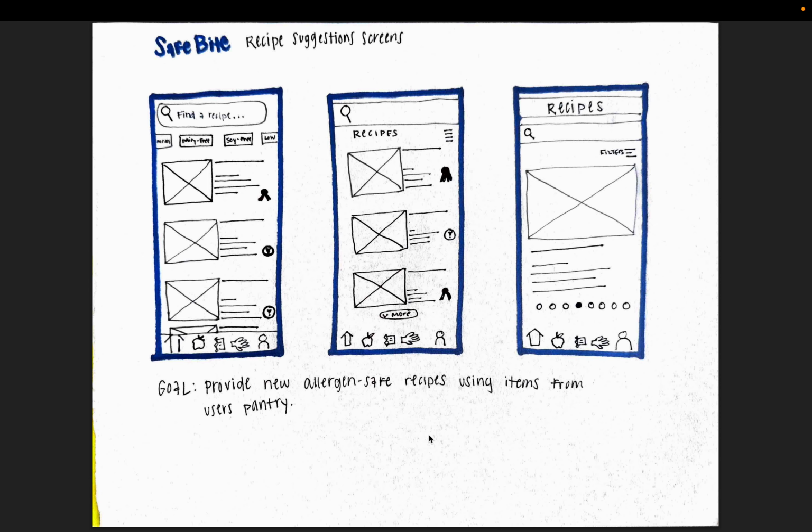Then recipe suggestion screens. So this is where you're going to be able to find fun new recipes to keep your dinners and your lunches and maybe even breakfast a little bit more exciting. I'm one of those people that can do leftovers for maybe 2 or 3 days max, and then after that I'm kind of sick of it.